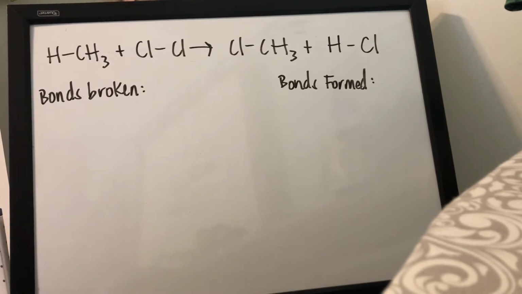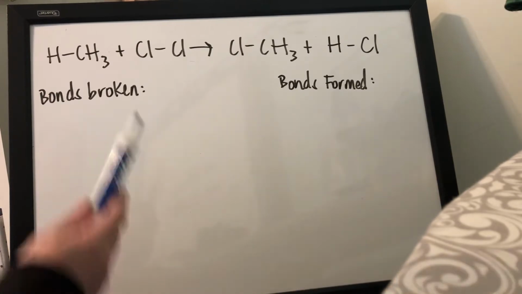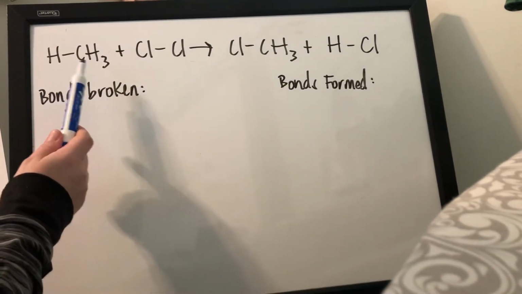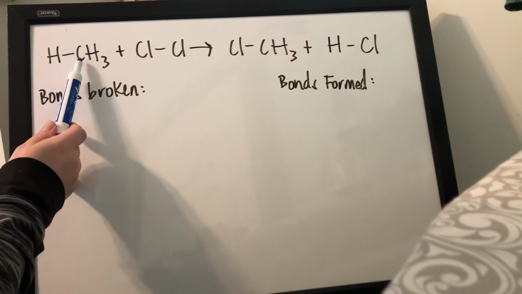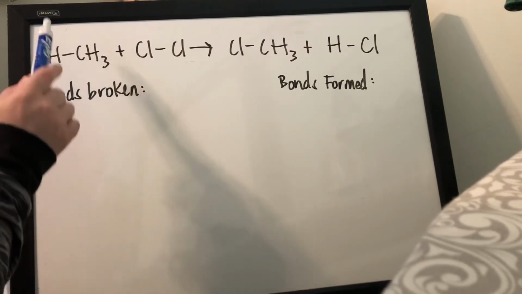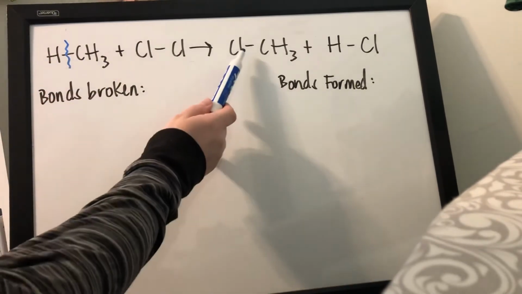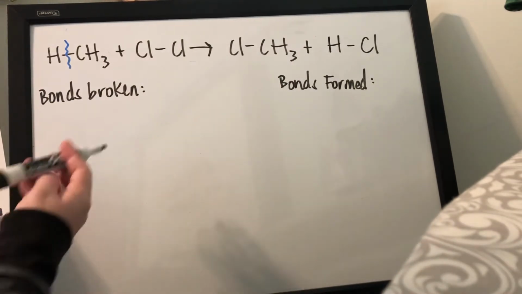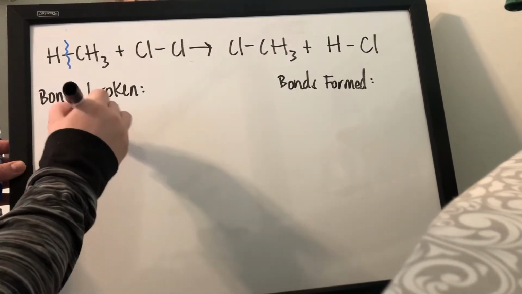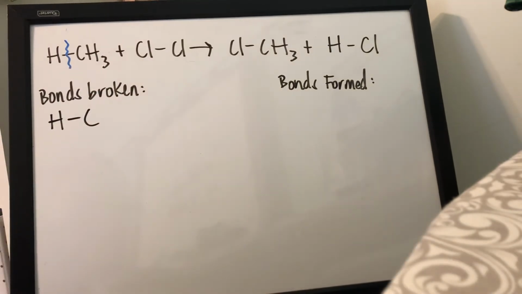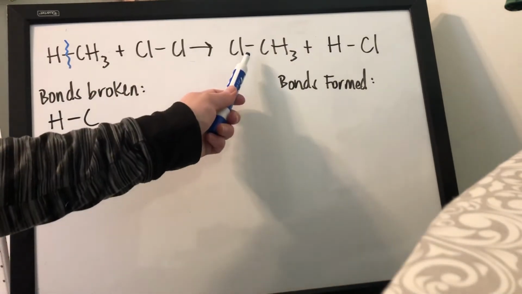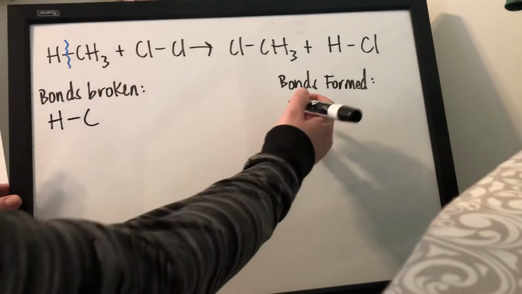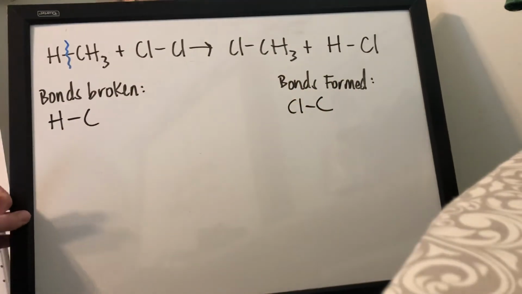If you look at the reaction that's given to you, the bonds that are broken will be on your reactant side, so you're going to compare your reactants to your products. In this reaction you can see that the hydrogen carbon bond was broken because a chlorine carbon bond formed. So one of my bonds broken was a carbon hydrogen bond, or a hydrogen carbon bond. It's the same thing. And one of my bonds formed was a chlorine carbon bond, or a carbon chlorine bond. It doesn't matter which way you say it.